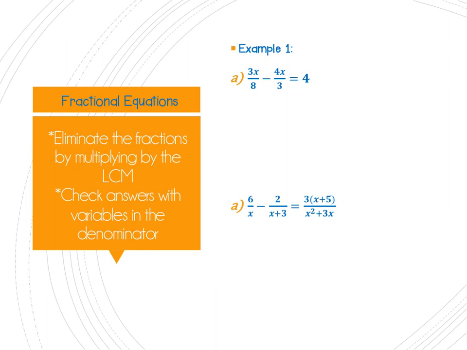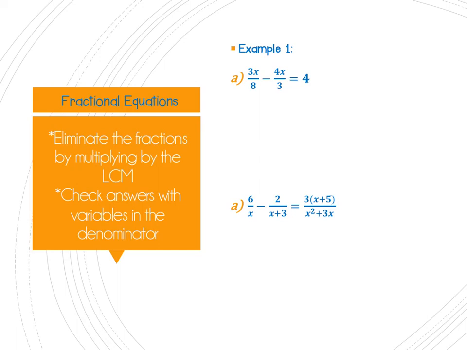So the first one is fractional equations. When you're dealing with equations that have fractions in them, the easiest thing to do is to eliminate the fraction by multiplying by the least common multiple. So you want to look at the denominators and say, what do all of those denominators go into? Multiply everything by it to get rid of those. It starts with just numbers in the denominator, which should be kind of easy.